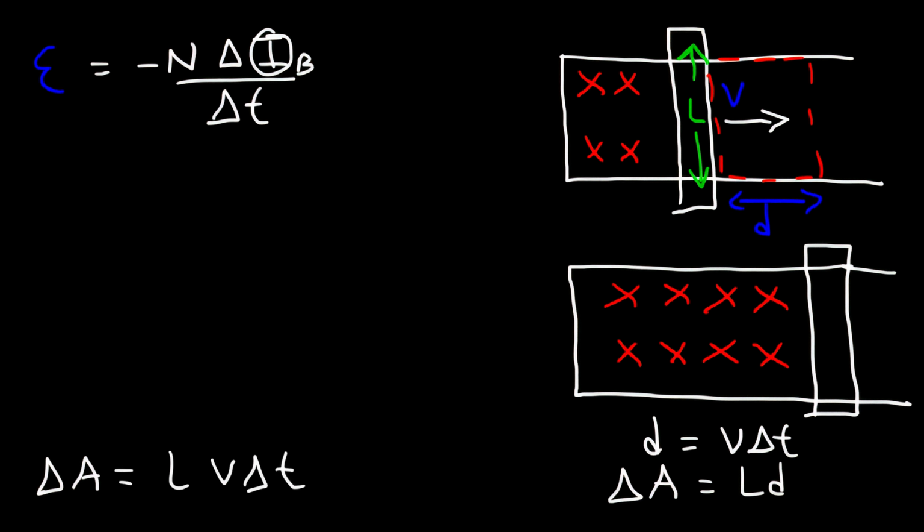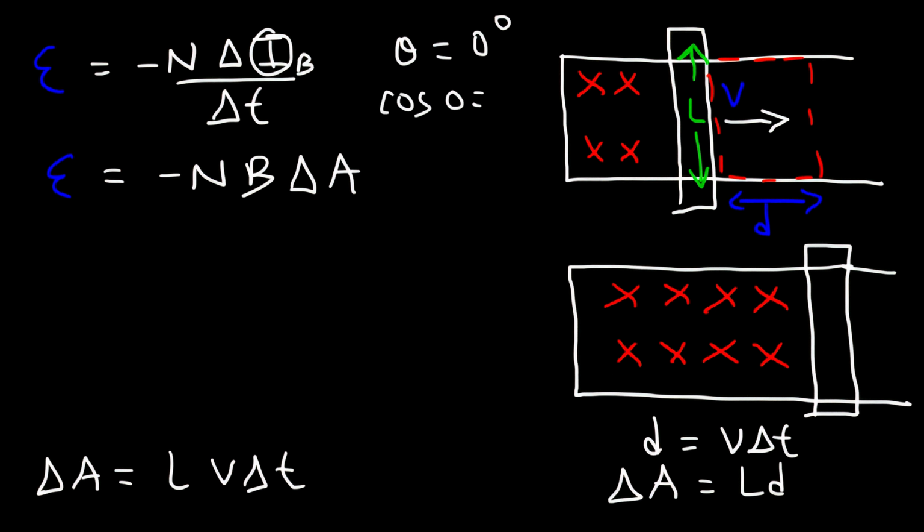Now, going back to the first equation, let's replace the flux with the magnetic field, which is constant, times the change in area, and the angle is 0. Because the magnetic field is perpendicular to the plane of the coil, it's parallel to the normal line, which means the angle between the normal line and the magnetic field is 0. And cosine of 0 is 1. So we don't have to worry about the cosine part in this formula. So we just have this.